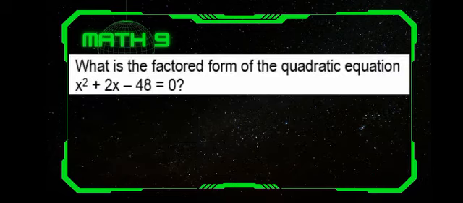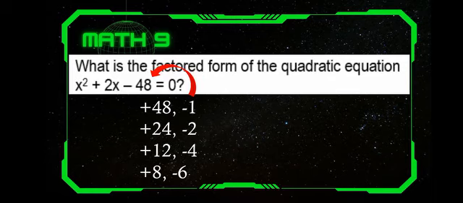What is the factored form of the quadratic equation x squared plus 2x minus 48 is equal to 0? So first, we will use your last term, which is the constant, that is negative 48. Then your linear term is positive 2. So that means one of the factors of negative 48 must be positive, which is the higher integer. So these are the possible factors of negative 48.